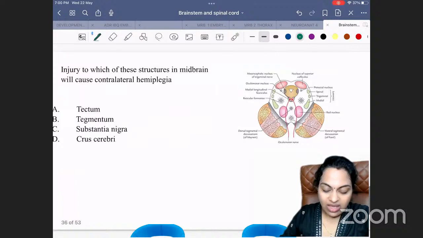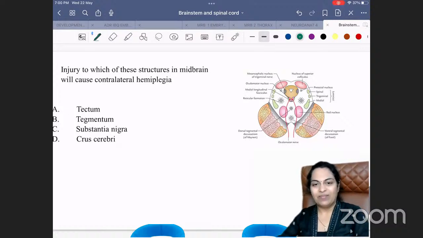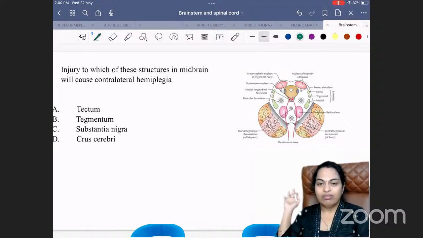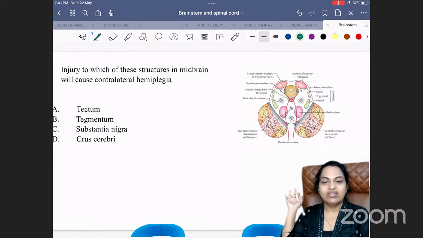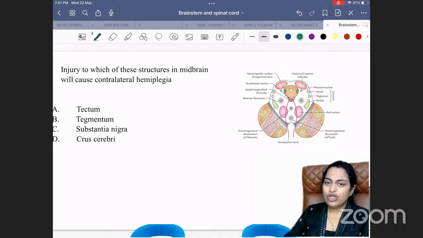Come on. Injury to which of these structures in the midbrain will cause contralateral hemiplegia? All of these are parts of midbrain only. Come on, waiting for your answer. Janet, Tarun, Sibi, Manish, people, are you there? Injury to which of these structures in the midbrain will cause contralateral hemiplegia?